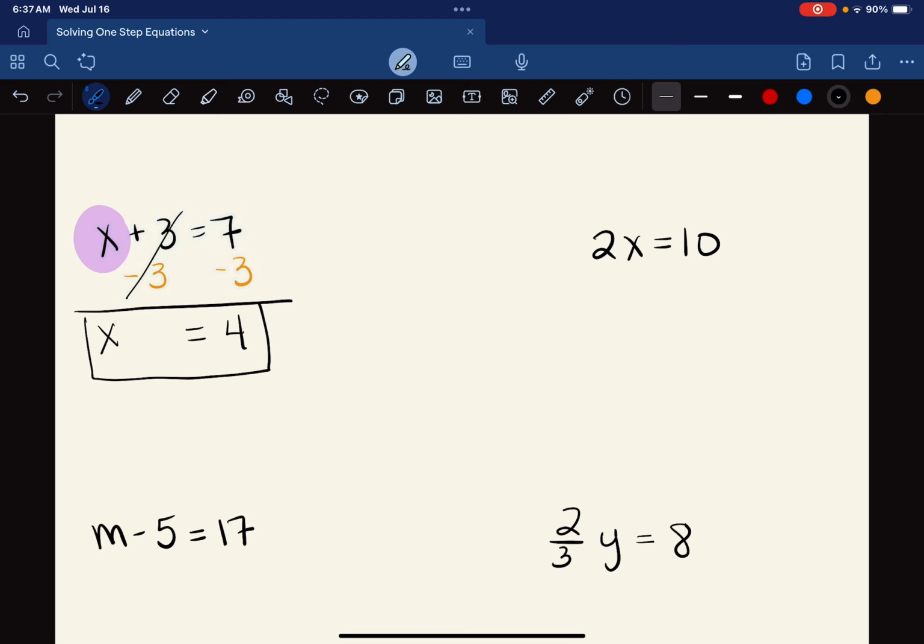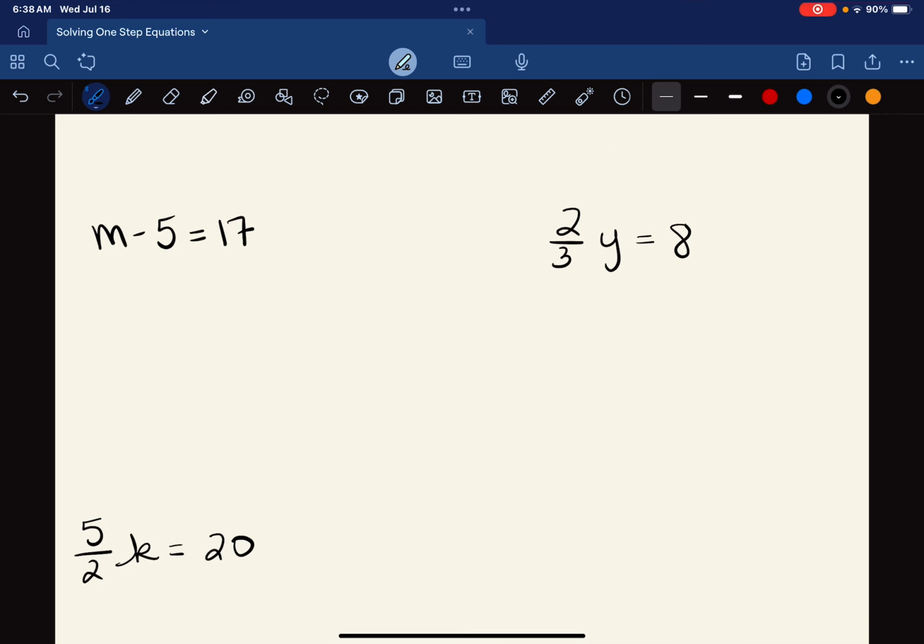Well, what's the opposite or the inverse of multiply? And that's just divide. So I am going to divide both sides of my equation by 2. And of course, 2 divided by 2 is just going to give us 1, or 1x. Bring down your equal sign, and 10 divided by 2 gives us the number 5. So x is equal to 5.